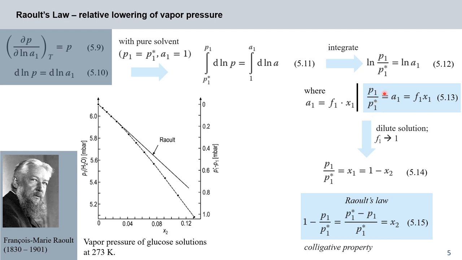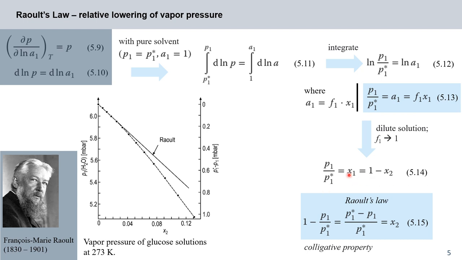So we essentially get P1 over P1 star equals A1 equals F1 times X1. So we learn from this equation that we can determine activities, or activity coefficients F1, from the measurement of vapor pressure. Now that's great, because this will come in handy. Okay, so now let's assume that if we have a sufficiently dilute solution, then this activity coefficient F1 approaches 1. So we can replace the activity A1 simply by the mole fraction X1 or X2, depending on what we're looking at. So we essentially then get P1 over P1 star equals X1 equals 1 minus X2.